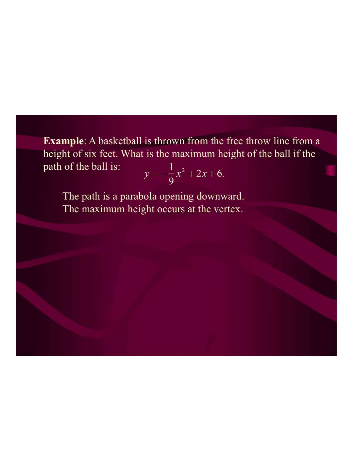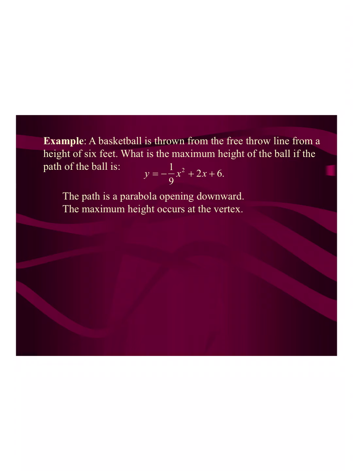Let's go ahead and use our equation. In this example, a basketball is thrown from the free throw line from a height of 6 feet. The question is, what's the maximum height of the ball if the path of the ball is modeled by the equation y equals negative 1/9 x squared plus 2x plus 6?